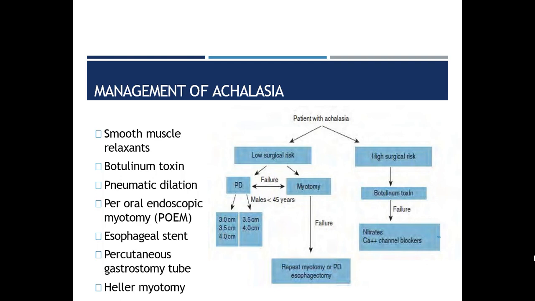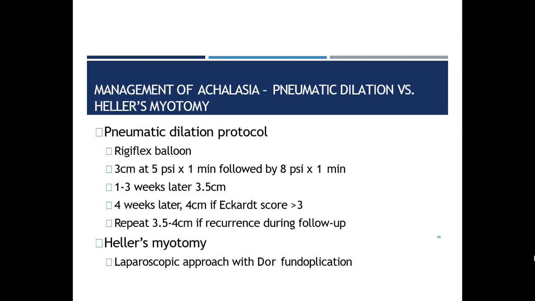There is a chart over there, you can see, but you can give smooth muscle relaxants, you can inject botulinum toxin, you can do pneumatic dilatation by the bougies, you can do per-oral endoscopic myotomy, you can put an esophageal stent, you can do a percutaneous gastrostomy tube. And the most common operation which we as surgeons do is Heller's myotomy. Now what is Heller's myotomy?